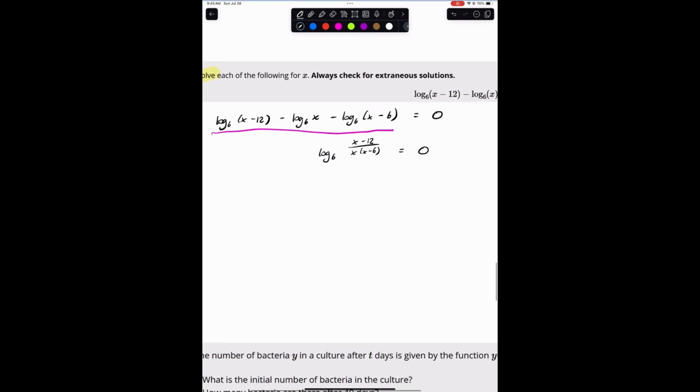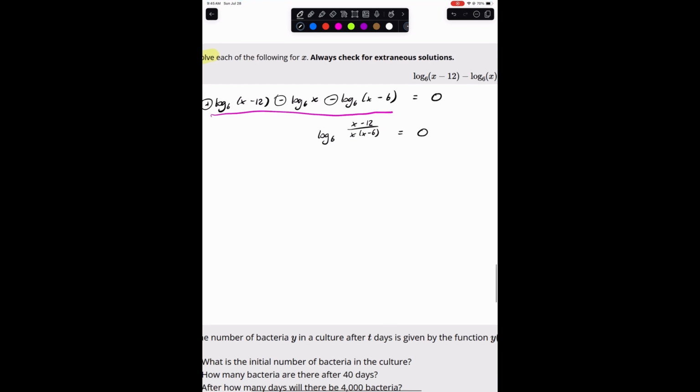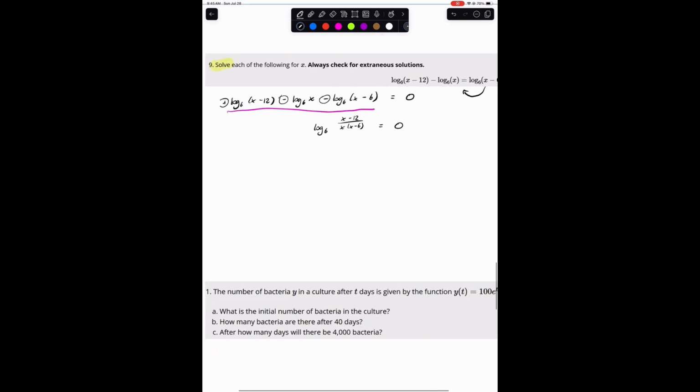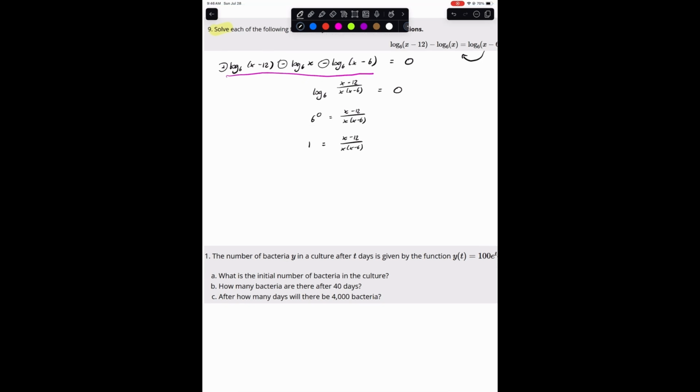I should explain that. So this is positive, right? So it goes in the numerator. These two negatives both go in the denominator. So we rewrite this in exponential form. 6 to the 0th power is x minus 12 over x times x minus 6. We get 1 equals x minus 12 over x times x minus 6. We can multiply both sides by the denominator, so we get x times x minus 6 equals x minus 12.